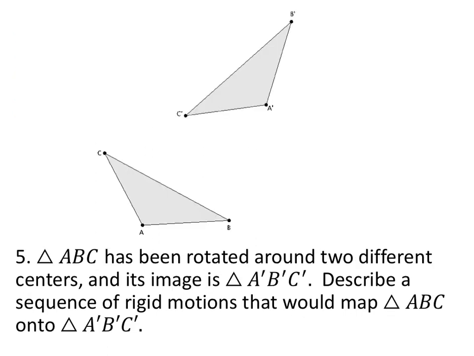All right, now number 5. Triangle ABC has been rotated around 2 different centers, and its image is triangle A prime, B prime, C prime. Describe a sequence of rigid motions that would map triangle ABC onto A prime, B prime, C prime. That's a good one. Take a moment to do this one with your partner. Make sure you write a good full sentence, at least one, on the sequence that you would use to take triangle ABC to triangle A prime, B prime, C prime.